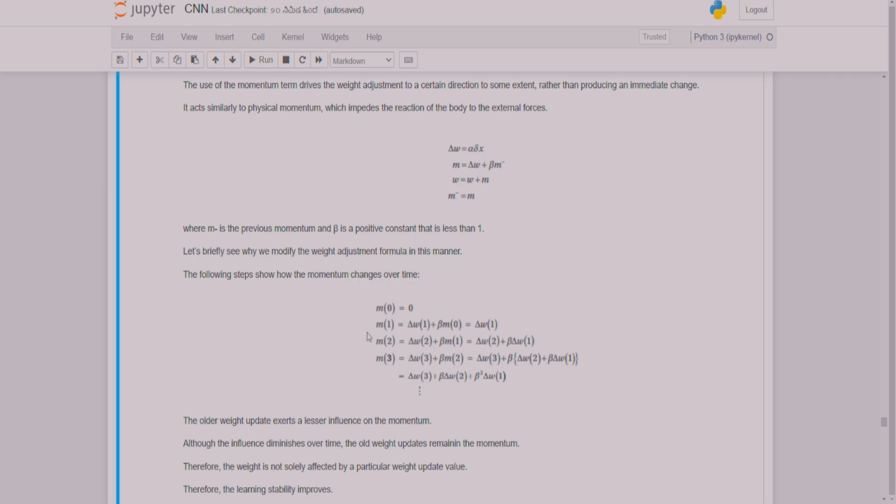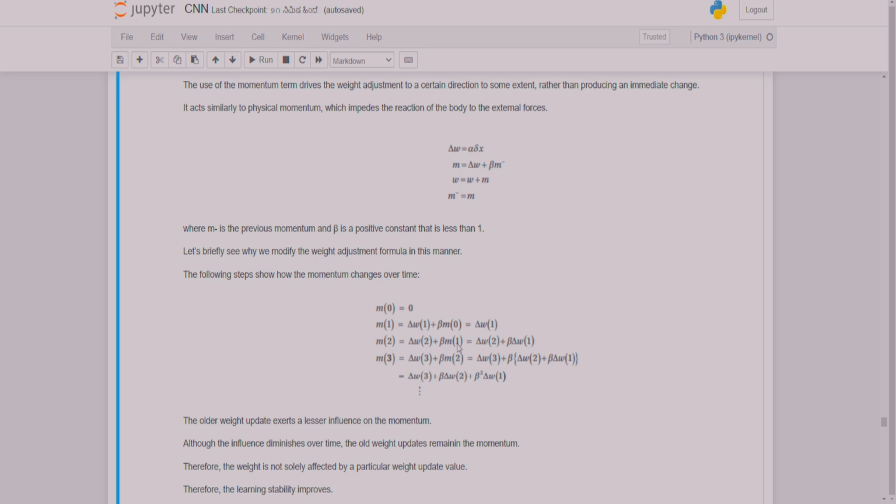Next I'll go for m of 2, the next momentum value. According to the equations we have shown here, this is delta W2, the expected value of the change in the weight, which can be positive or negative depending upon the error value, plus beta times m of 1. You see that beta times m of 1 is my previous momentum value, which takes care of its previous value, m of 0. But beta is a smaller number. It is not 1 normally. It is lesser than 1. 0.5, 0.75, all these values will work.